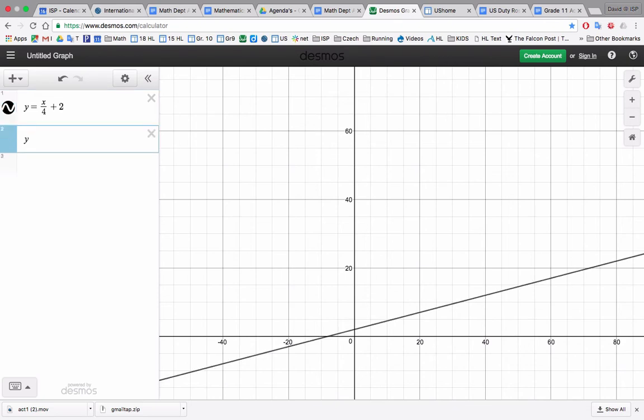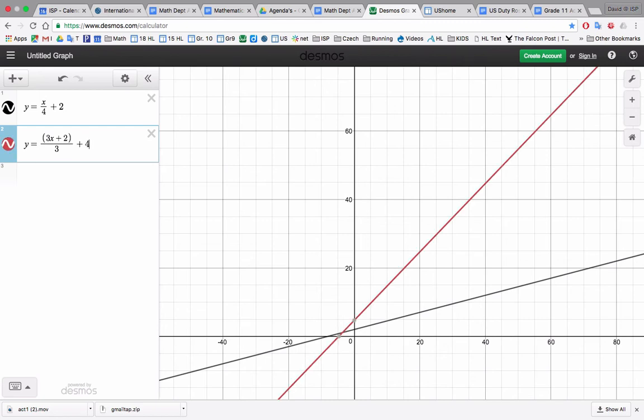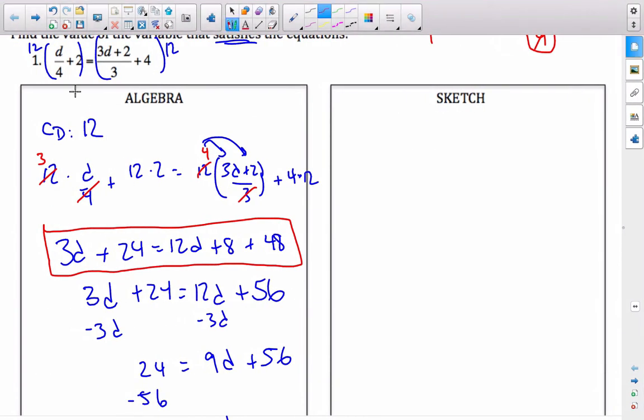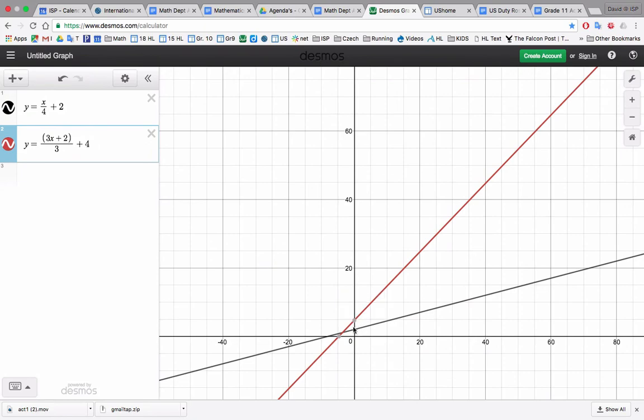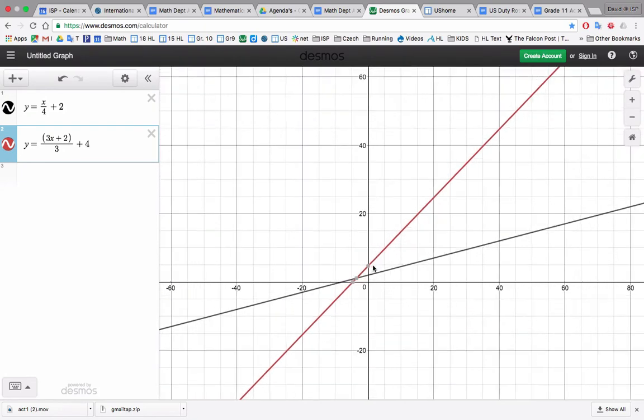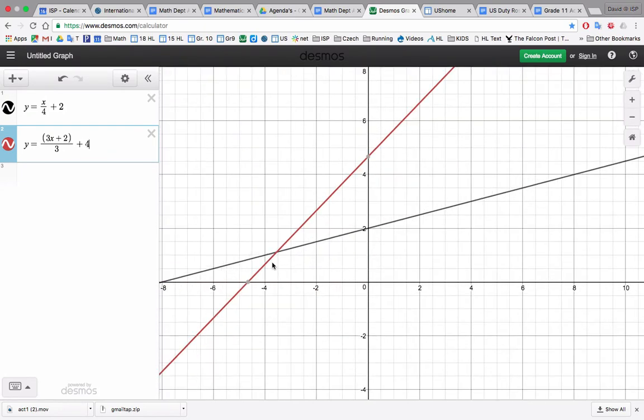And the other side equals parenthesis, and I have to put in parentheses to get it all over a fraction. Divide it by 3, and then I get plus 4. Okay, and so just remember, we're going to make one side an equation to graph, another side an equation to graph. And we end up with that. And I'm going to zoom a little bit.